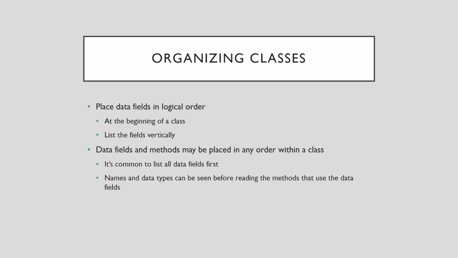right? Then the data fields and methods may be placed in any order within a class. And it's common to list all data fields first, as I've said. Names and data types can be seen before reading the methods that use the data fields. We have to identify the data for the class and what are the getters and setters. Getters are accessor methods and setters are the mutator methods. Mutator will be used to mutate the values or set the values. Okay?